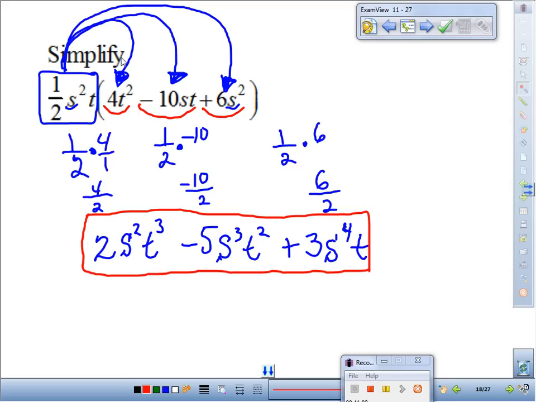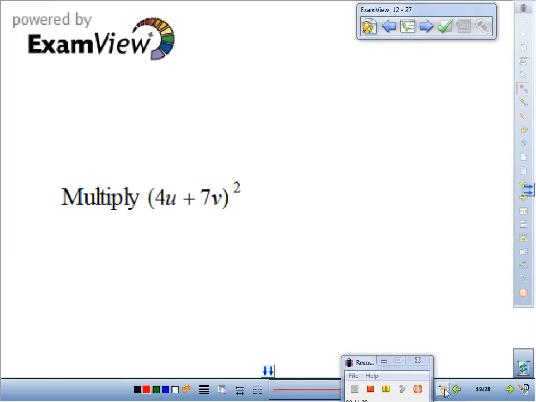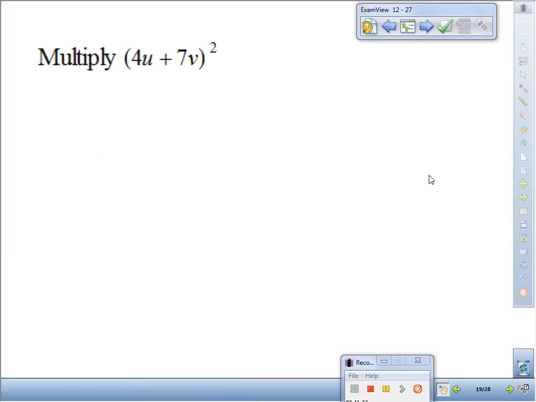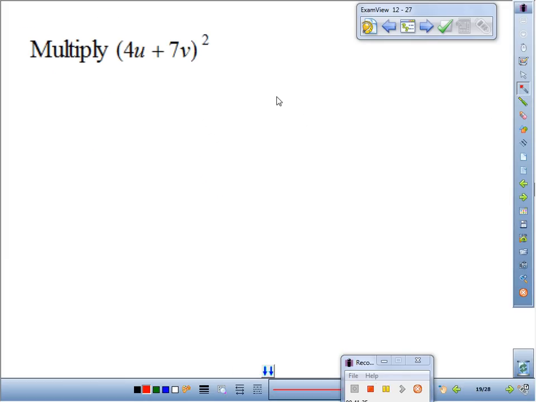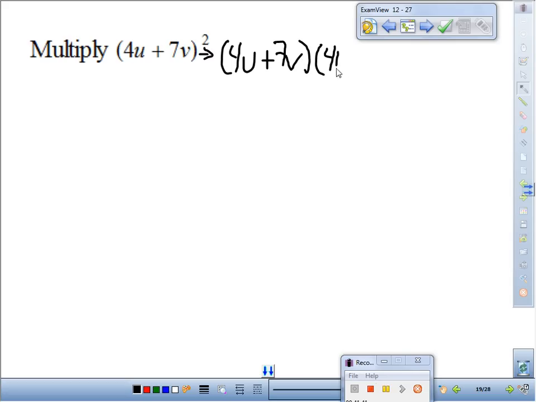So just remember with these, when you distribute, numbers with numbers, variables times variables. Let's go to the next one, number 12. Okay, so by now we should be experts at these, right? Which means we need to rewrite this. This becomes parentheses 4u plus 7v, close parentheses, open parentheses, 4u plus 7v. We're going to multiply those two.